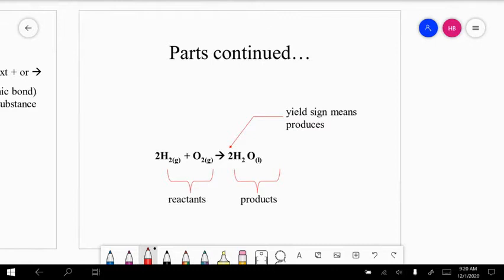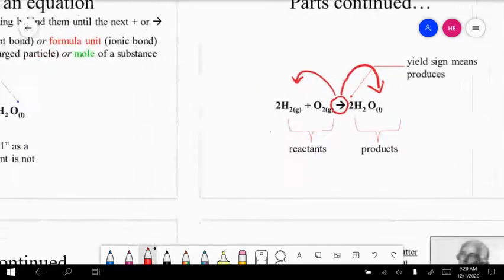This arrow in between here is the yield sign. That's kind of an equal sign between the reactants and the products. So the count of the number of atoms on the reactant side over here has to equal the total number of atoms on the product side here, always.